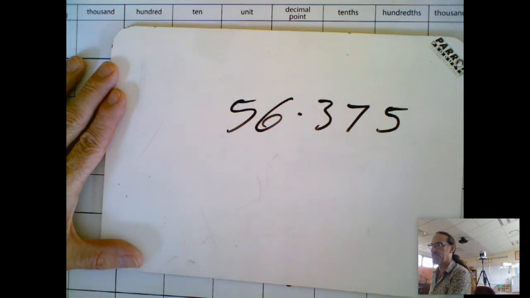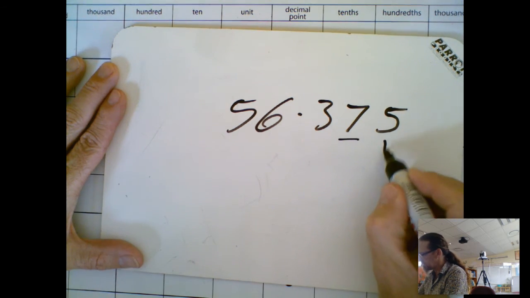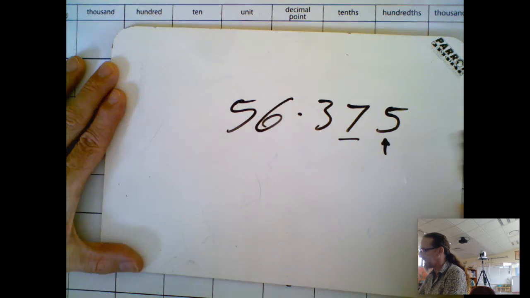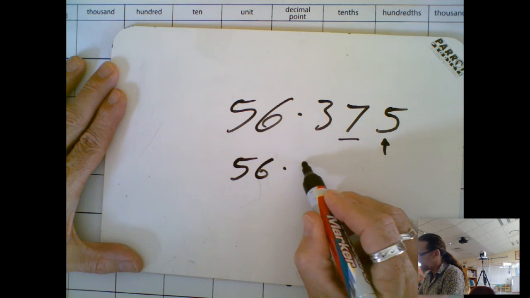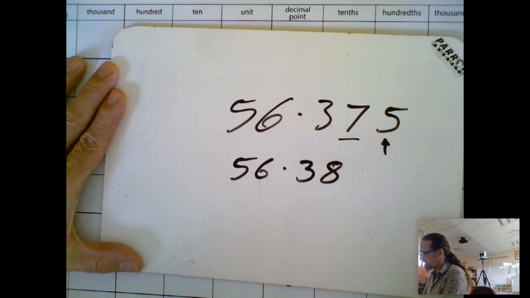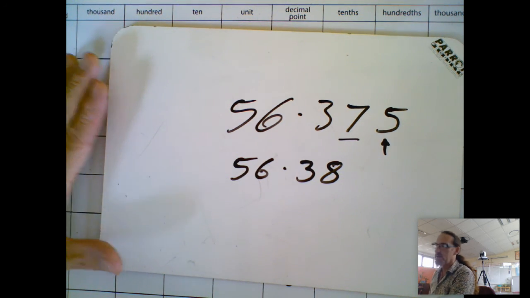56.375. Okay, let's round this number to the nearest hundredth. The nearest hundredth is this column here. So I'm going to look at the column to the right. This one is 5 again, randomly. 5 goes up, so this number is going to change to an 8. So 56.375 rounded to the nearest hundredth is 56.38.